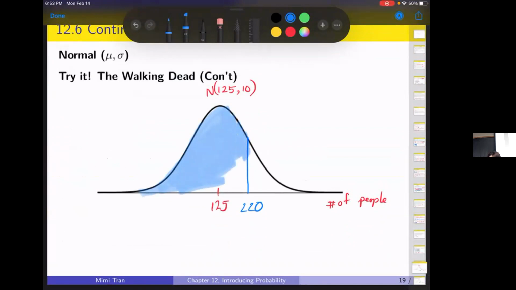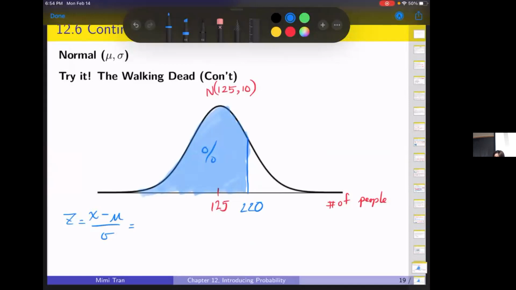Do you guys remember how to do this? I want to know the probability, the percent of the blue shaded area. What do you need first in order to get the probability for a normal distribution? What do you need to look up? What is the table I told you to look up? The Z-score, right? So you need the Z-score. Anyone remember the Z-score? Observation minus mu, divided by sigma, right?